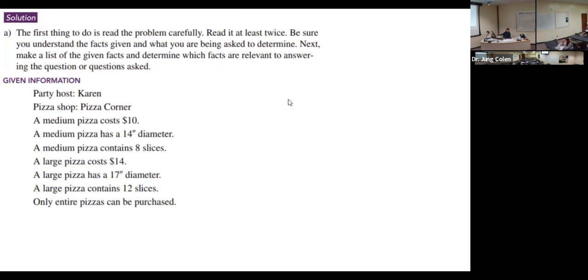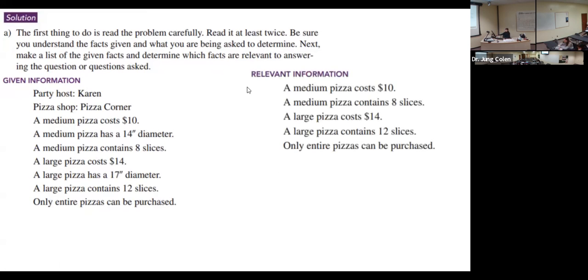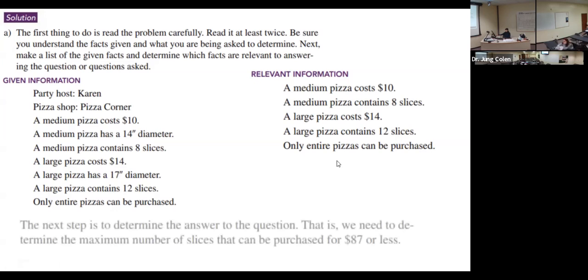So much information. Some are needed to solve the problem. Some you don't need to have, right? So I only got important information like medium pizza costs $10. Medium pizza contains 8 slices because we are concerned about the price and number of slices here, right? And I have large pizza costs $14 and it has 12 slices. And another important information from here is only entire pizzas can be purchased. No single slices are sold, okay?